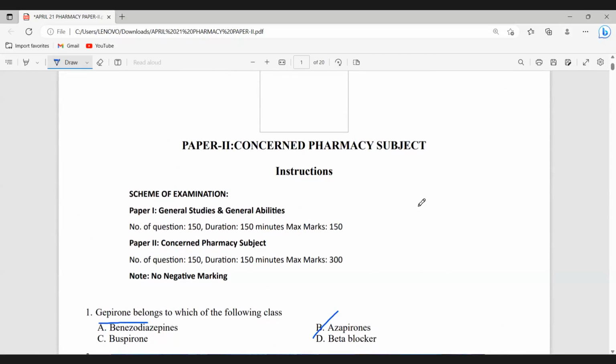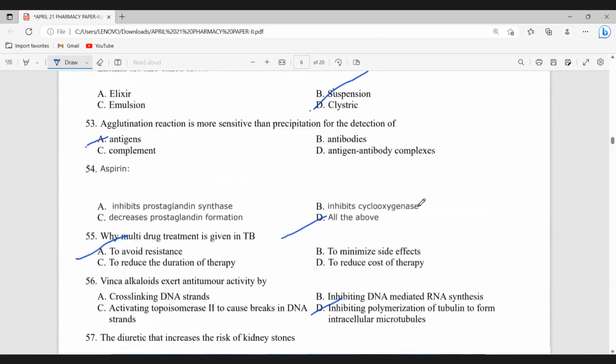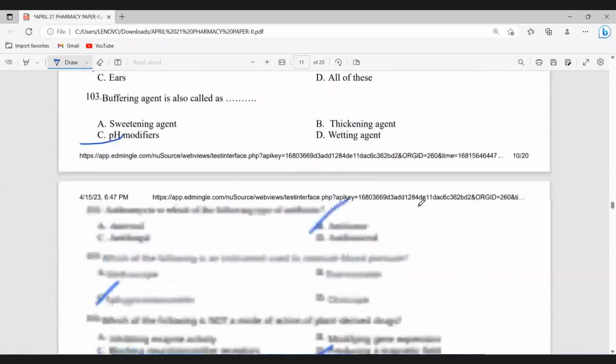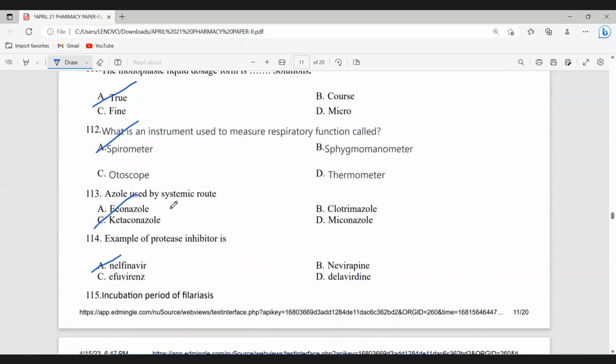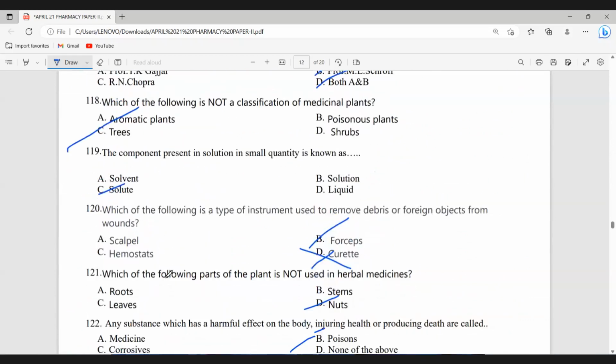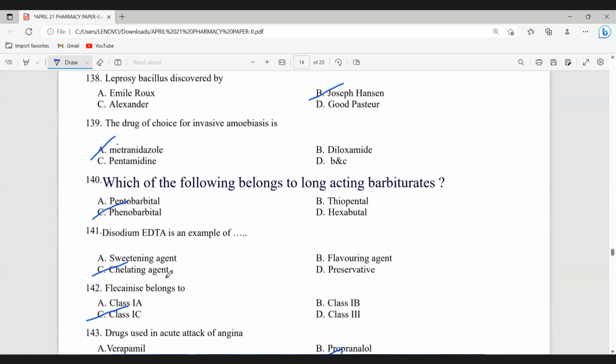VDRL is Venereal Disease Research Laboratory. Venereal Disease Research Laboratory, 130. Azole with systemic route is ketoconazole. Yes, outermost layer dura mater, 142. Flecainide belongs to class 1C. Class 1C drug.